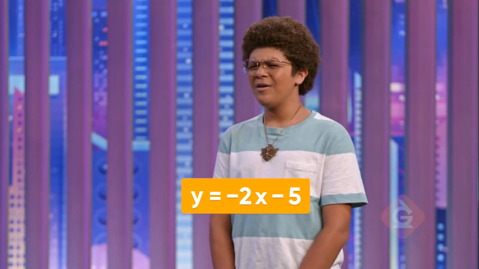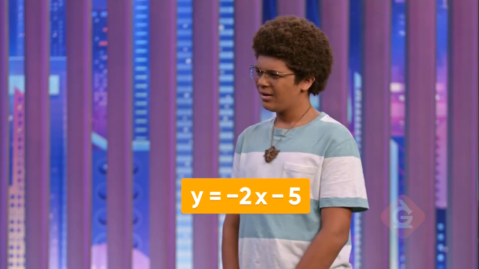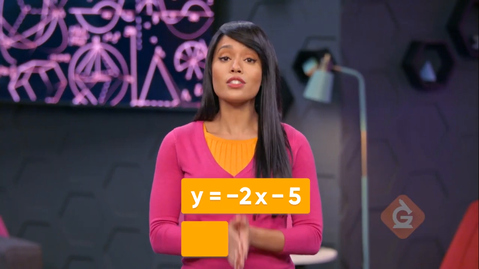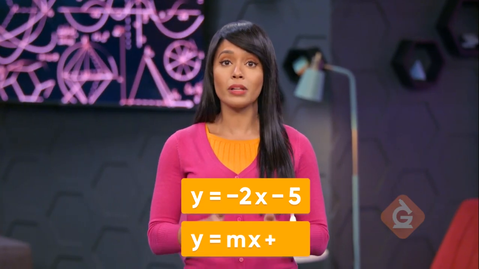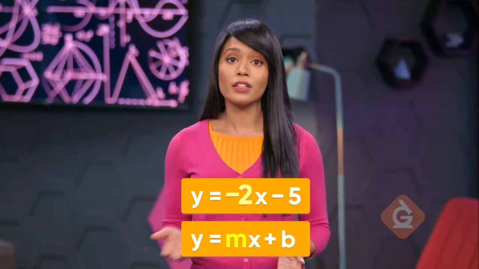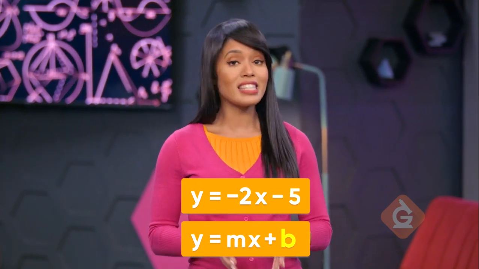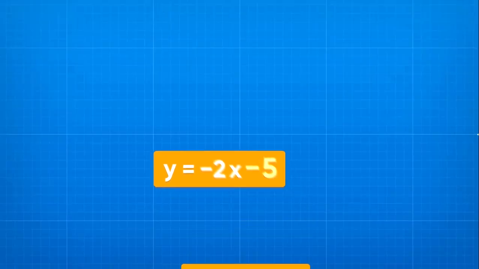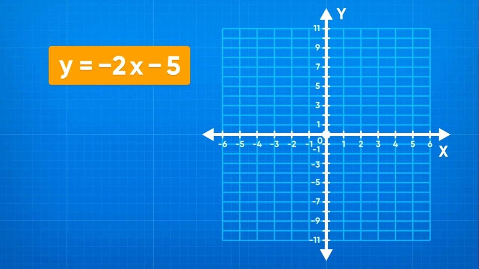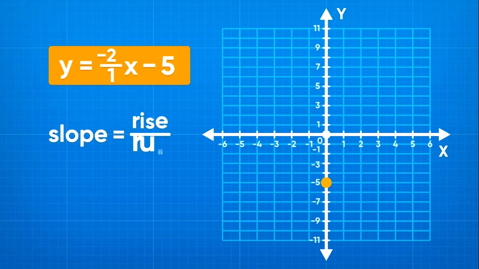Wow. Negative numbers, does it work in the same way? It sure does, because it has the form y equals mx plus b, meaning the slope is negative 2 and the y-intercept is negative 5. Okay, so let's mark the y-intercept first. It would be negative 5 on the y-axis. And now the slope. Since negative 2 is a whole number, we can show it as negative 2 over 1. And since slope is just rise over run, we need to rise by negative 2 and run by 1.